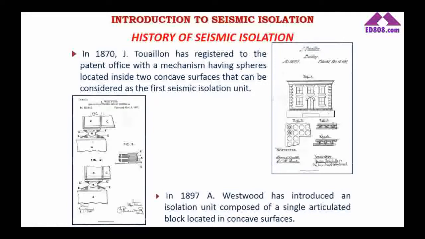When people started to see this kind of example in history, hundreds of years ago, they, of course, with recent technology, tried to create isolators similar to nowadays isolators, and they tried to make some patent applications for these isolators. One of them, in 1870, a French person, I guess, made a patent application for a mechanism having spheres located inside 2 concave surfaces, but it stayed in the patent phase. I mean, it was never applied to a building. Again, in 1897, I guess it's an American person, A. Westwood, again, which is very similar to these days' technology, these days' friction isolators.